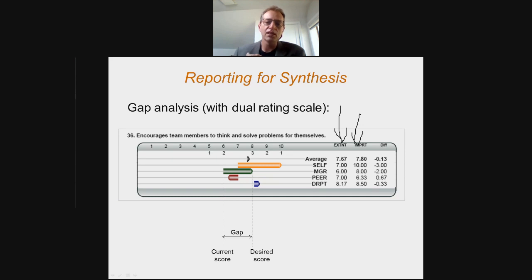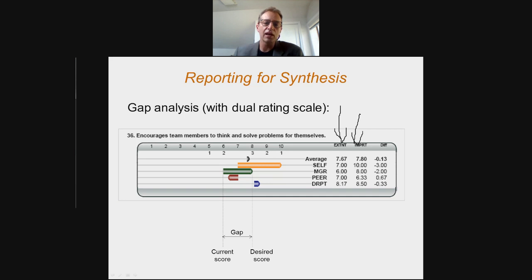So self, manager, and direct reports are the reviewer groups, and then there's an average which doesn't include the self. So you can't give yourself a high self score and hope to affect your average. And the graph that you're looking at there is just a visual representation of the extent, importance, and gap score. A longer arrow pointing to the right means a larger gap, a larger negative gap. Pointing to the left means a positive gap.